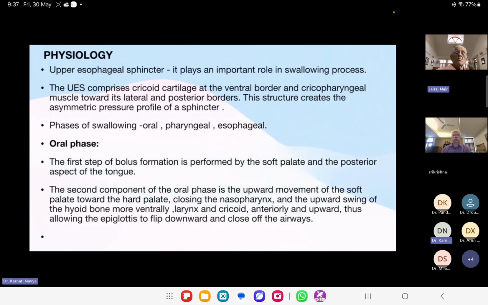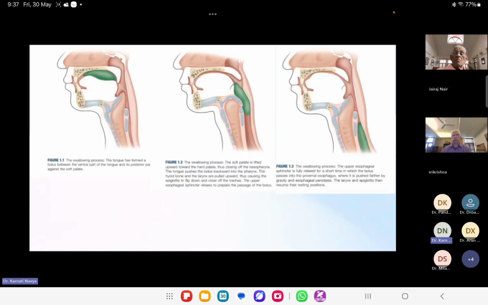Physiology: the upper esophageal sphincter plays an important role in the swallowing process. It is comprised of cricoid cartilage at the ventral border and cricopharyngeal muscle towards its lateral and posterior borders. This pressure is due to the asymmetric creation of the structure.